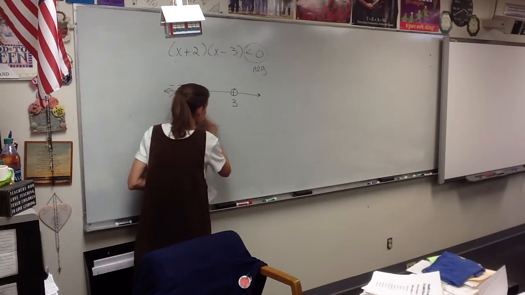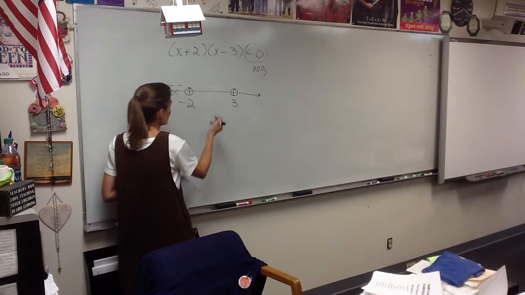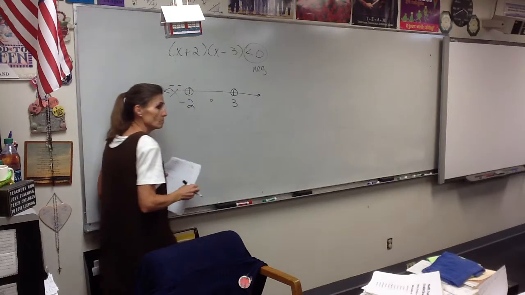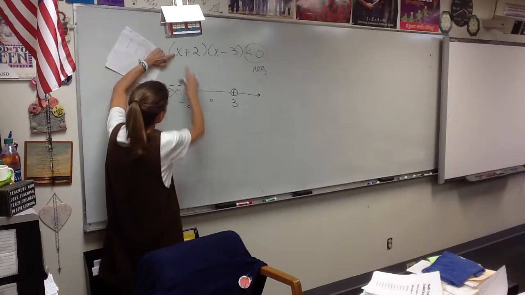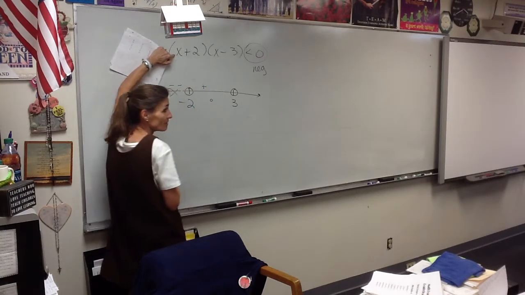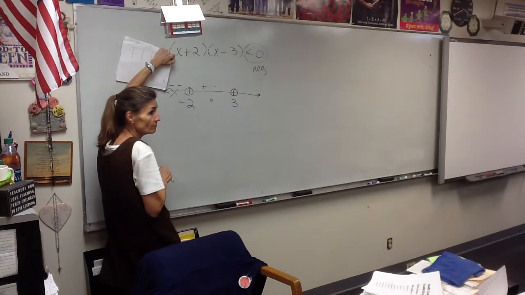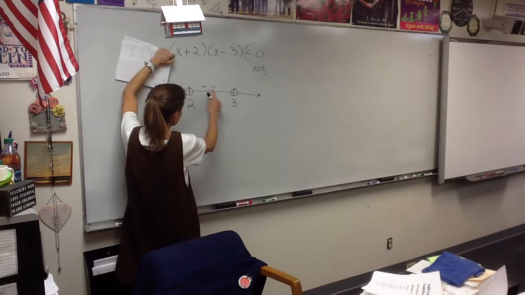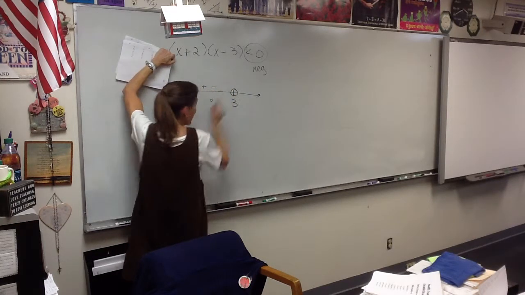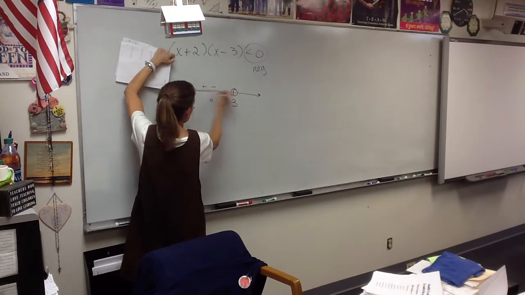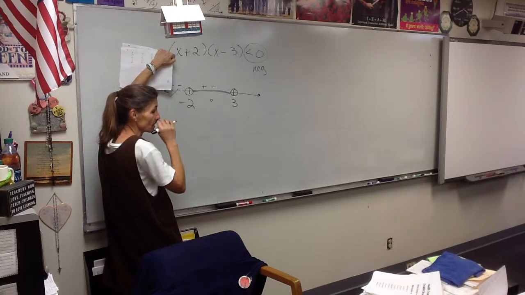Now let's pick a number in here. How about 0? If I put 0 in this parentheses, it's positive. But if I put 0 in that parentheses, it's negative. When I multiply those together, do I get what I want? Yes. So this is good. I'm going to color that in. That's good. I want that section.